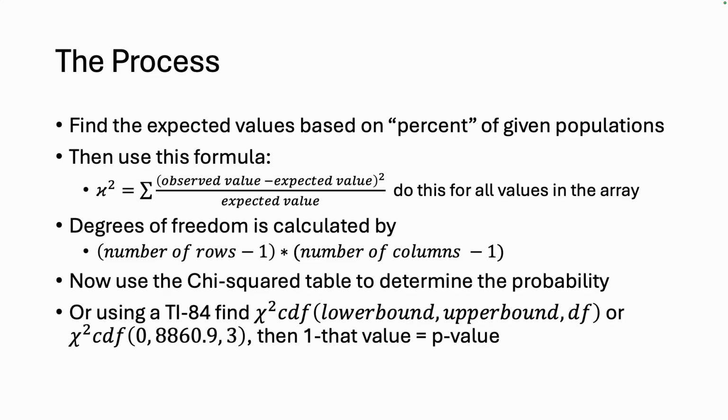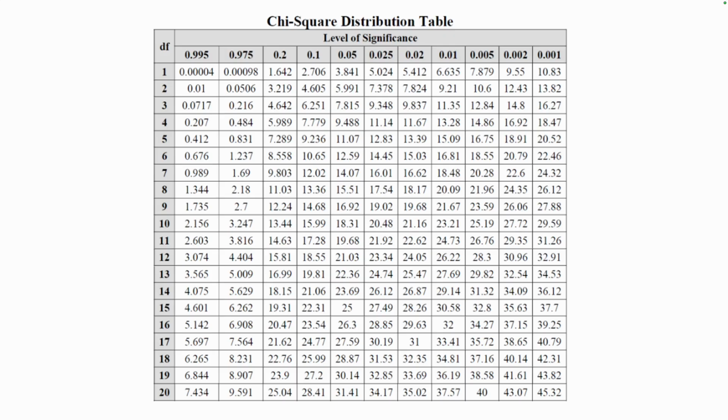We have our degrees of freedom, which are 3. I'll come back to that bottom line there and explain the calculator procedure there. Here, we look at degrees of freedom. There's 3. And then we find 8860, whatever that value was, right?